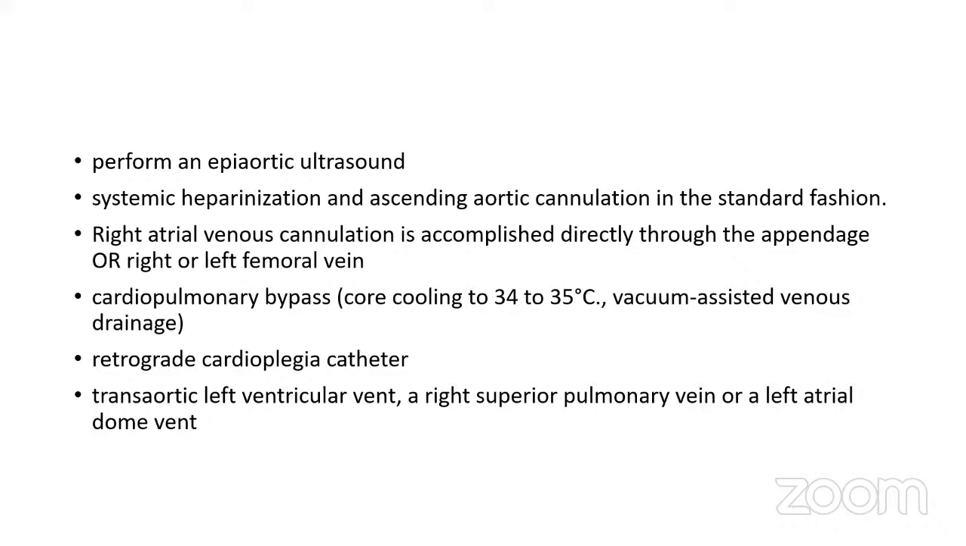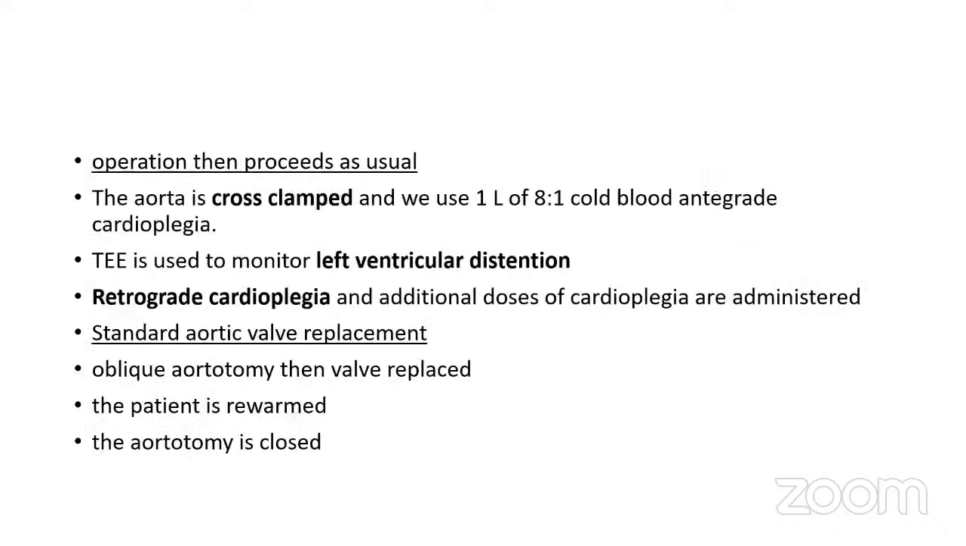Sometimes, if the aorta has regurgitation, we will use a retrograde cardioplegia catheter, which we should bend before inserting, with TEE guided placement. Then a trans-aortic left ventricle vent can be used, through the right superior pulmonary vein or directly through the left atrial dome. Then the operation proceeds as usual.